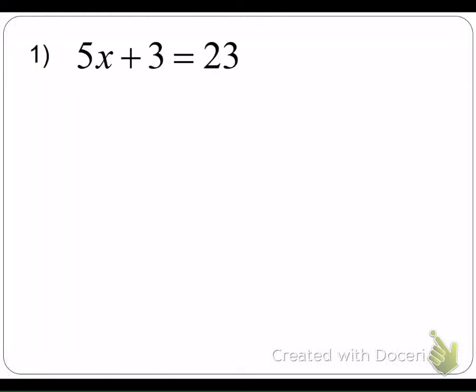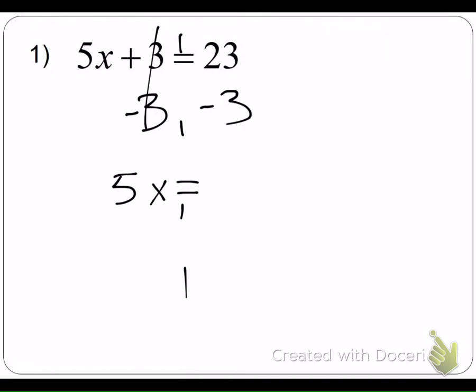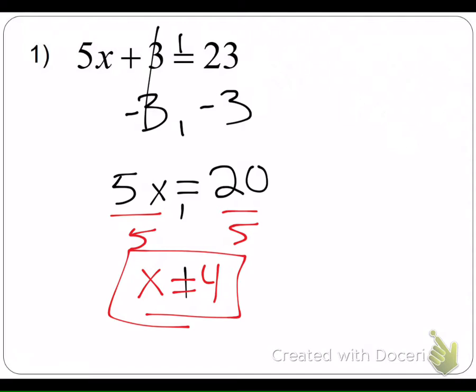Write this down. All right, how would I solve this? Subtract 3, yes, you undo adding and subtracting first. So I subtract 3 from both sides. I get 5x equals 20. Then what? Divide by 5. X equals 4. And if you want to check, just plug the x back in. Put a 4 instead. 5 times 4 is 20. Plus 3 is 23. So I know this one checks out.